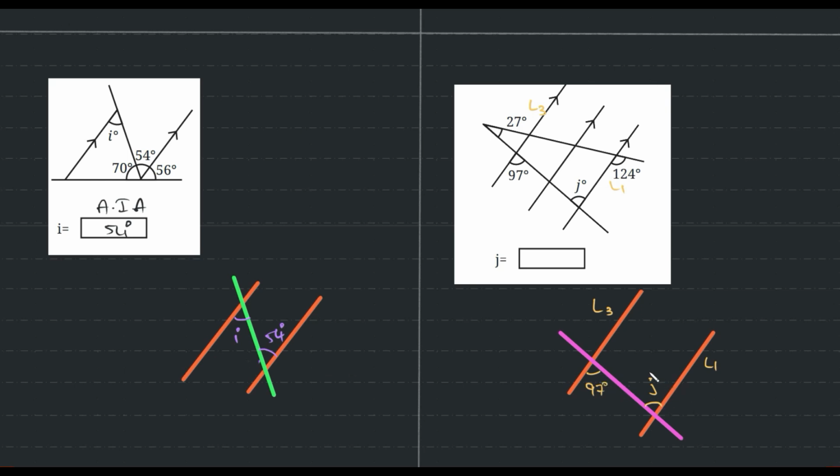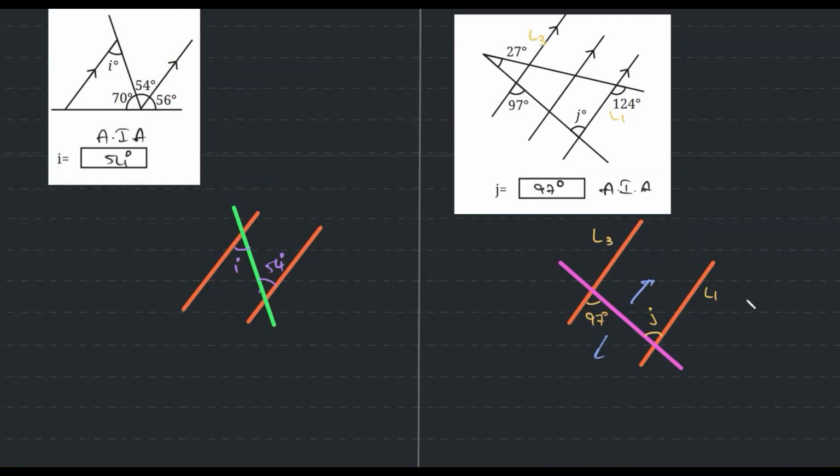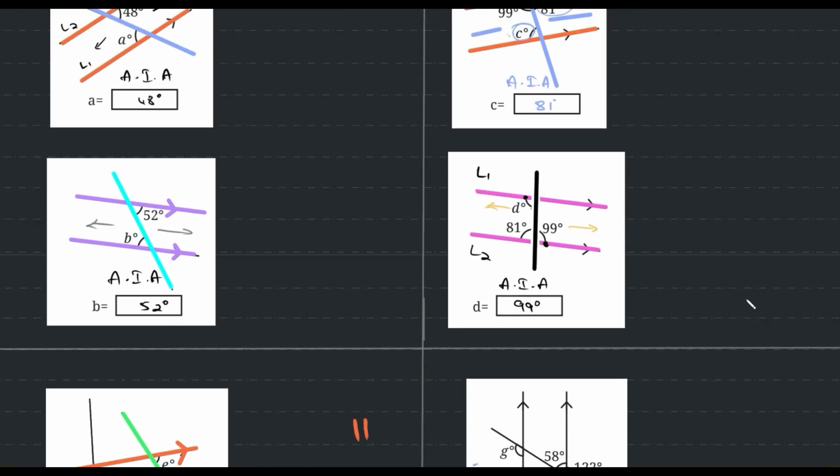Is it alternative interior angle? Let's have a look. This is at the top. This is in the bottom in some sense. They are both on the inside. They are on the different parallel lines. So yes, they are an example of alternative interior angle, making J 97 degrees. Again guys, they are in two different parallel lines, thus making this an alternative interior angle. So all in all, this is it.